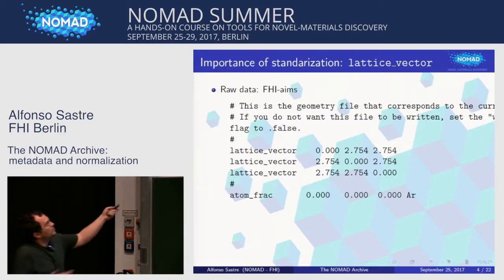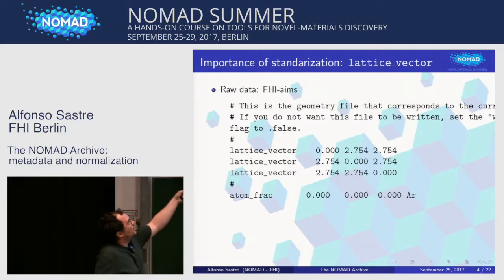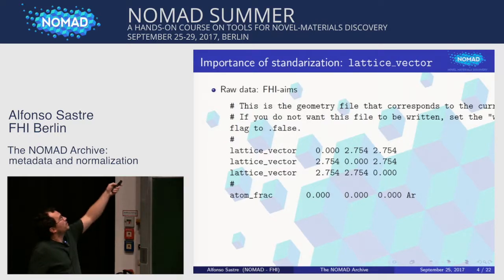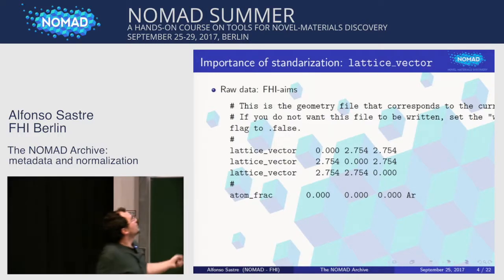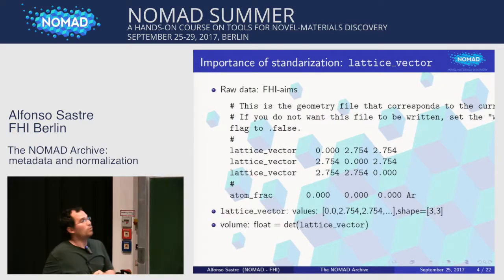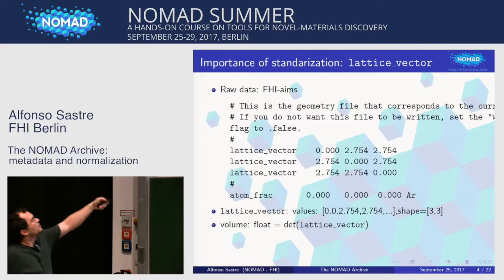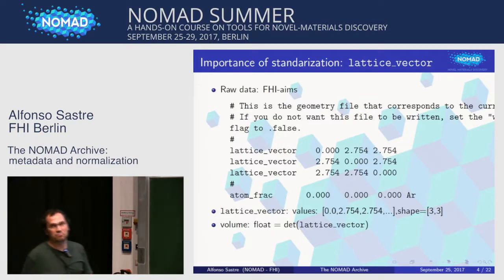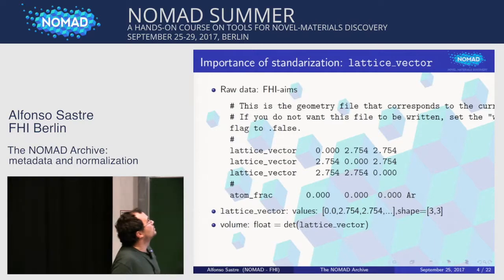Well, first of all, just an example. This is a typical file from FHI-aims, and maybe I'm interested in this quantity that is a vector. So I can code something, obtain the values, put them in a matrix or whatever, in whatever language I use. I define a function and I compute the volume. That's okay for this code.